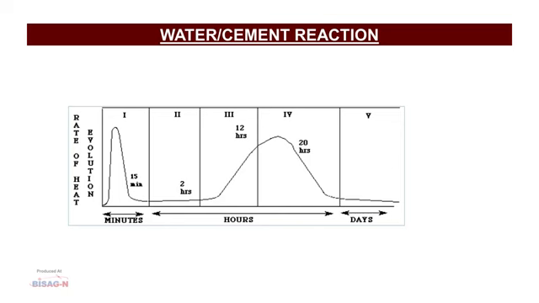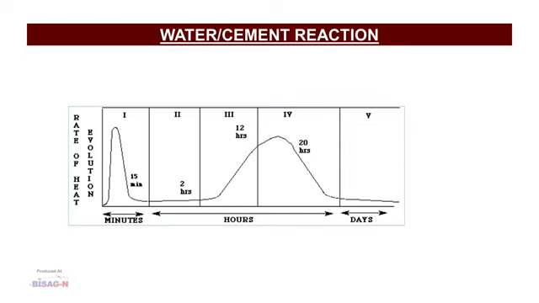Before we proceed, let's understand the water cement reaction. Concrete achieves its strength through a chemical process called hydration. Hydration is a complex process, but in simple terms it is the reaction between water and the cement in the mix. With the help of this diagram, let's elaborate further.